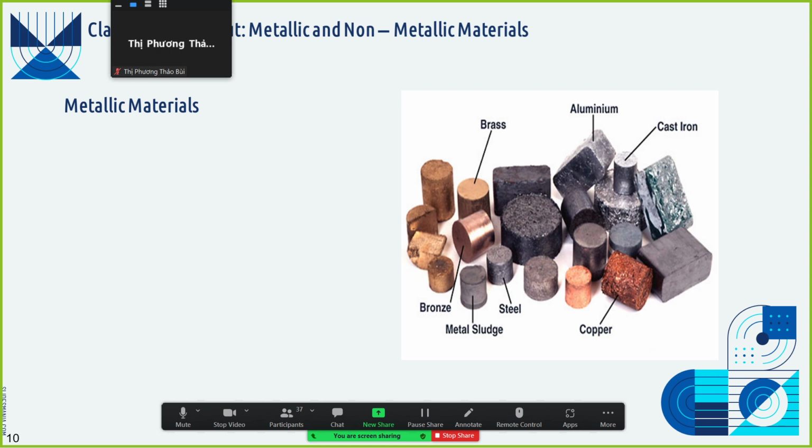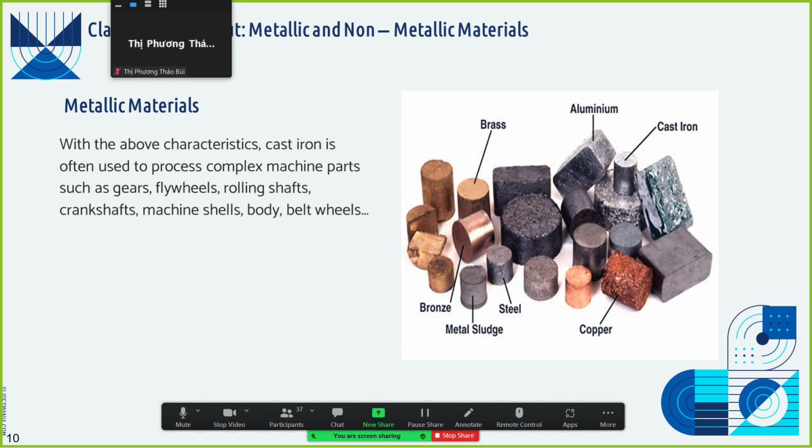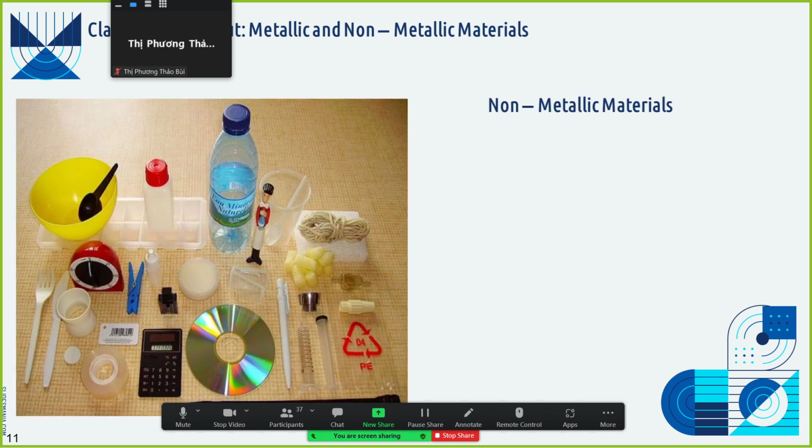We have two materials. First is metallic material. With the above characteristics, cast iron is often used to process complex machine parts such as gear, flywheel, rolling shaft, crankshaft, machine shell, body and bell wheel. Iron, copper, aluminum, steel, stainless steel, we call this inox, cast iron.